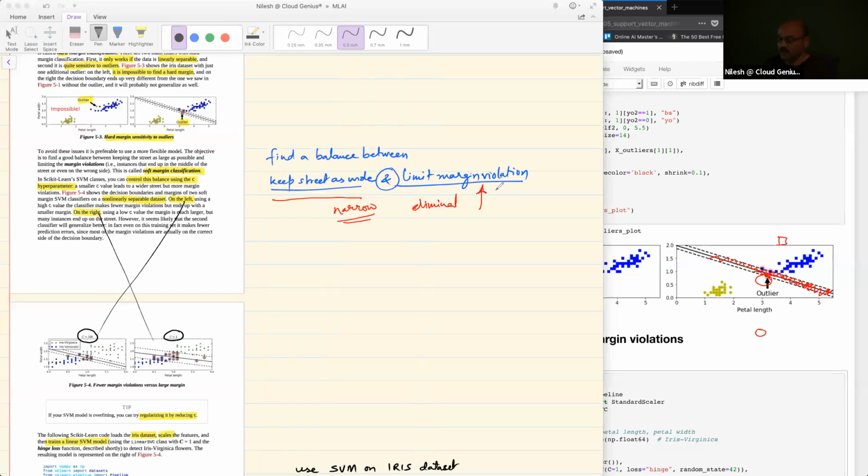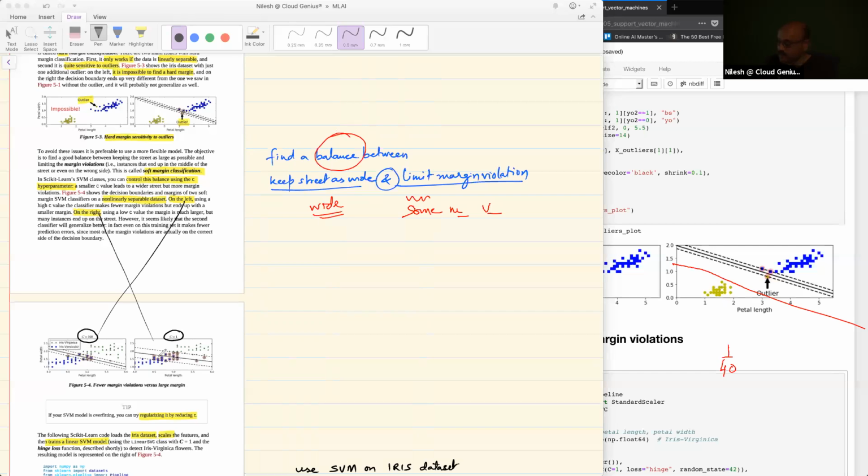On the other hand, the flip of this, as we already discussed, is you keep the street wide, maybe go street like this, and then you have a 1 in 40 chance of being wrong in predictions. And that's your soft classification, which allows some margin violation, but then your street is wide, which is a trade-off. That's the balance in soft margin classification. That's what you're looking at.